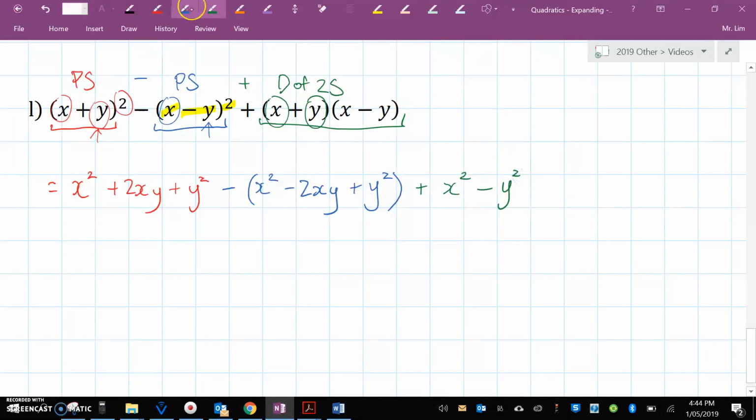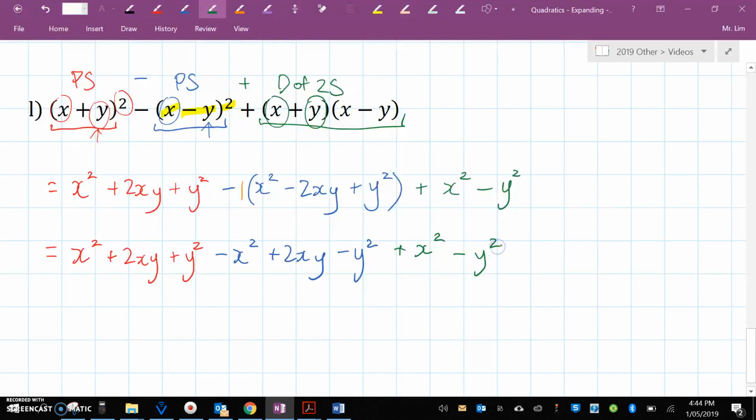Okay, now I'm going to get rid of these brackets by changing all the signs inside the brackets. So pretend there's an imaginary 1 outside here. I'm just going to rewrite the first part, x squared plus 2xy plus y squared. Minus 1 times x squared is minus x squared. Minus 1 times minus 2xy is positive 2xy. Minus 1 times positive y squared is minus y squared. And now I'll just continue writing this. X squared minus y squared.